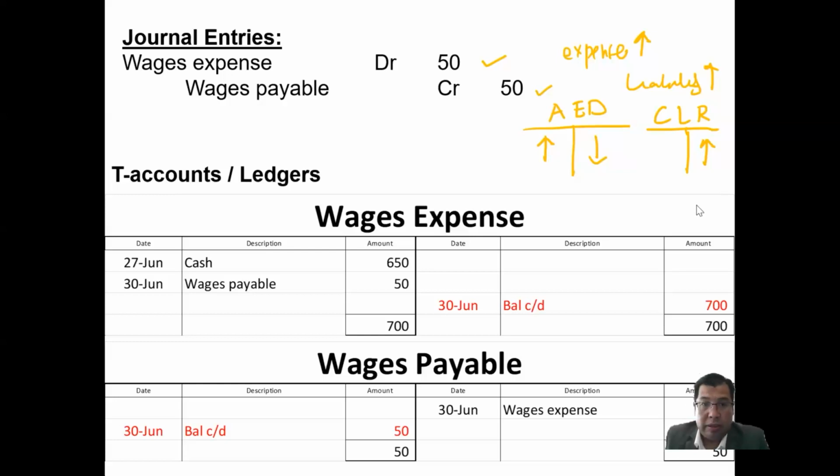So in that case, it's going to be debit wages expense, credit wages payable by 50. So this is your wages expense. You can see 50, and wages payable, I'm going to credit by 50. So your total wages expense that is going to go to your income statement is not 650, but your expense is 700. And in your balance sheet, you have a liability of $50. That is wages payable.